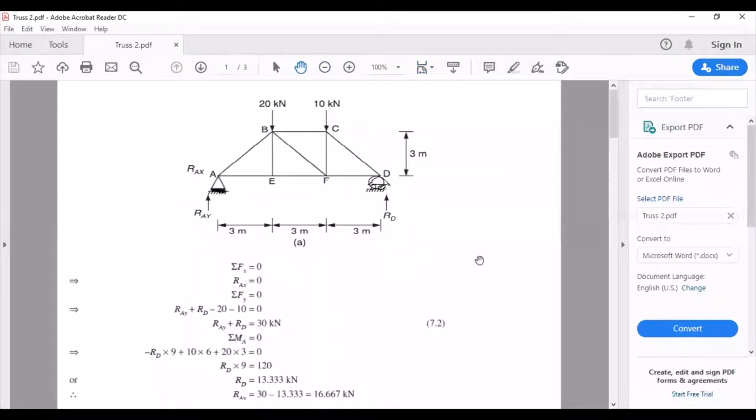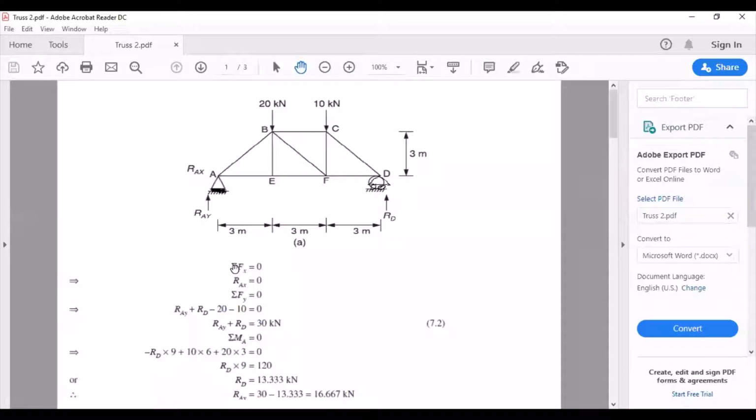Okay, so here is a truss wherein you have hinged support at A, roller support at D. Now, we all know that at a hinge we have two reactions, one horizontal and one vertical, whereas for a roller we have only one vertical reaction. Since there are no horizontal forces acting on the truss, obviously RAX will be equal to 0. So your horizontal reaction will be 0 only because there is no horizontal force acting on the truss.